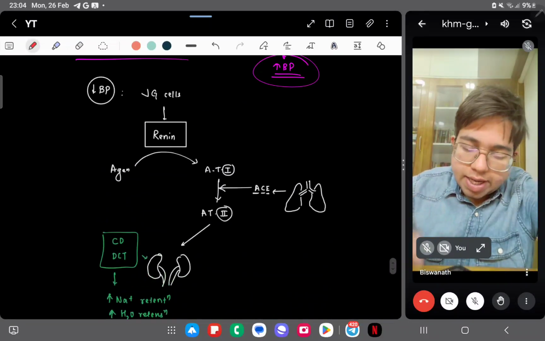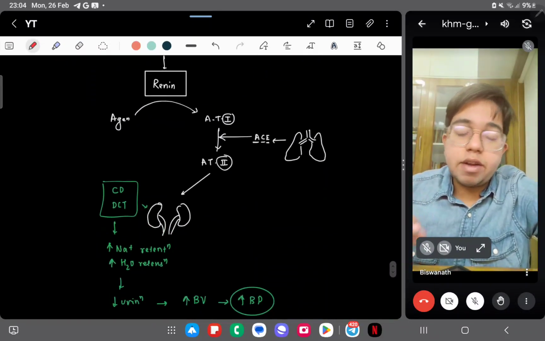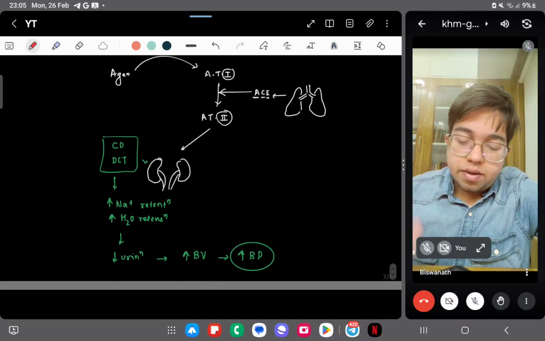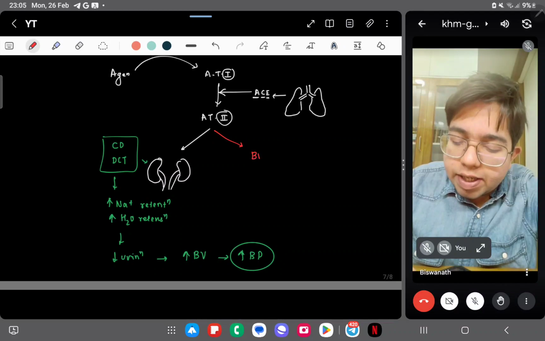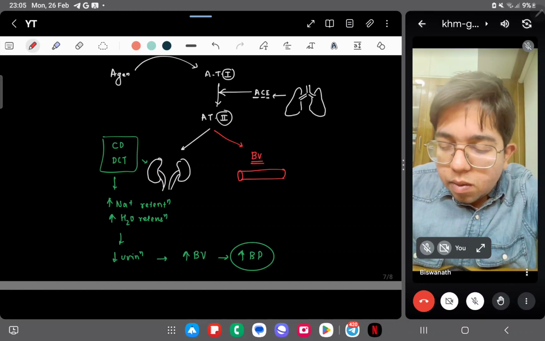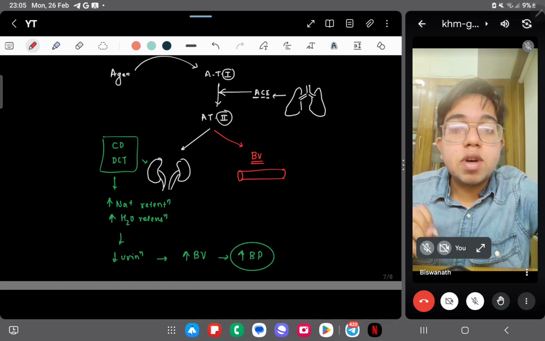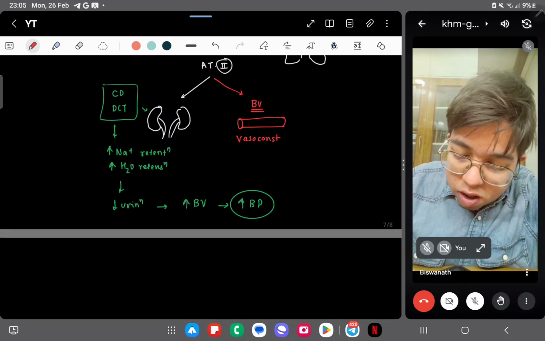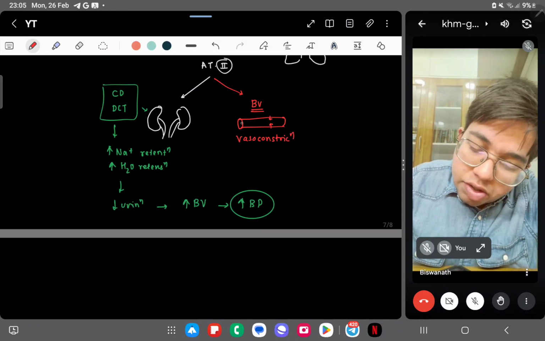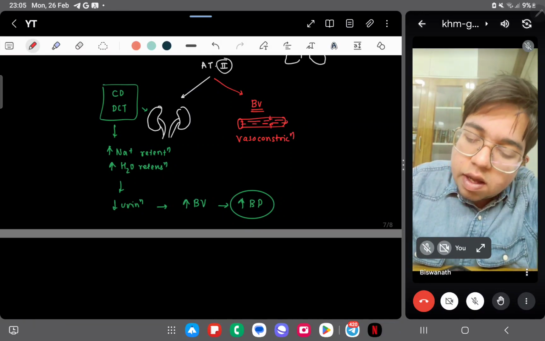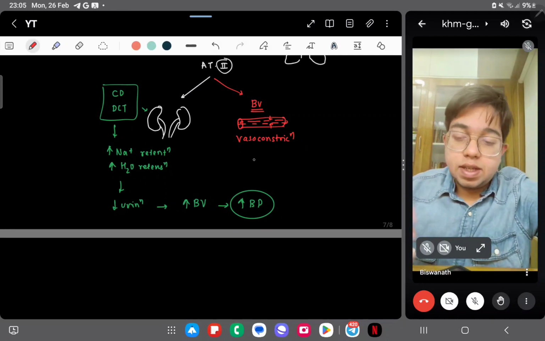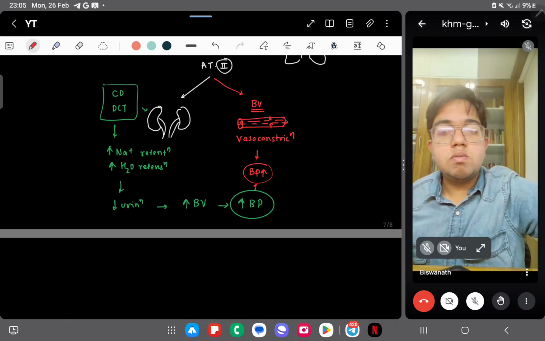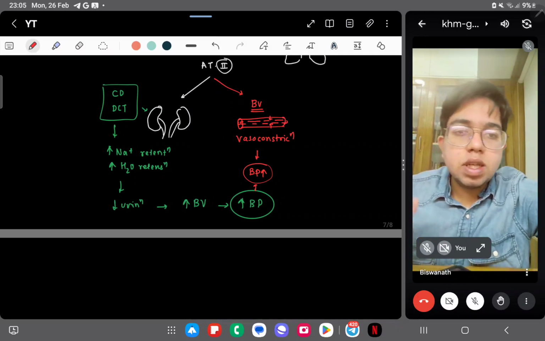Understood? If BP is decreased, it gets increased by this RAS mechanism. I discussed the whole RAS mechanism here. If you have read renal, it's very easy. Another effect of angiotensin 2 is on the blood vessels. Here we have the blood vessel. What will it do? It will cause vasoconstriction. It will constrict the blood vessels like this. If it constricts the blood vessels, of course there will be an increase in BP. Easy. This is the point.